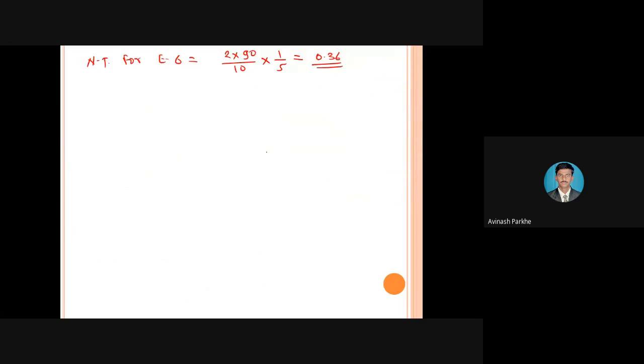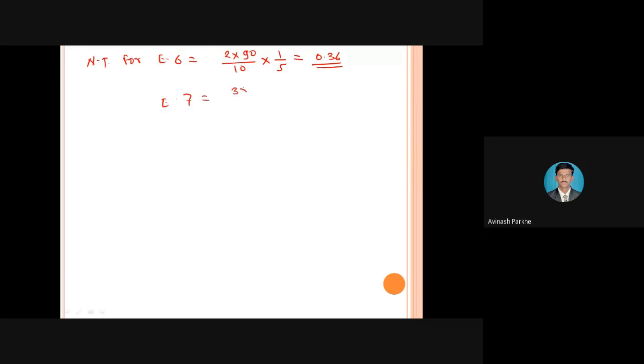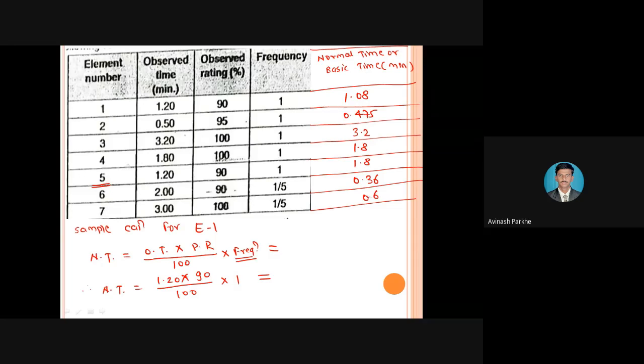Then for the 7th element, again the same formula, E7. What is the observed time? 3. What is their performance rating? 100. Divided by 100 into their frequency 1 by 5. What is the answer? 0.6. Correct. So here I will write 0.6.